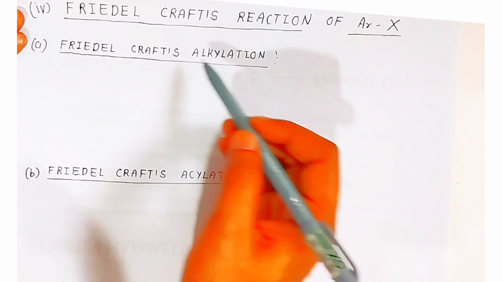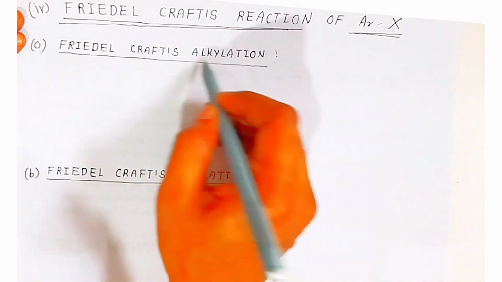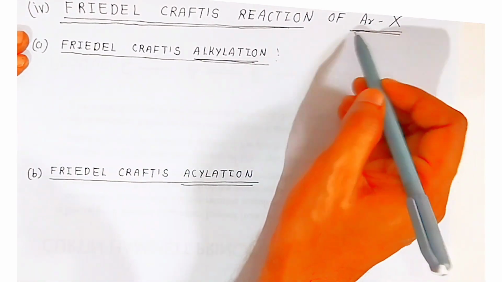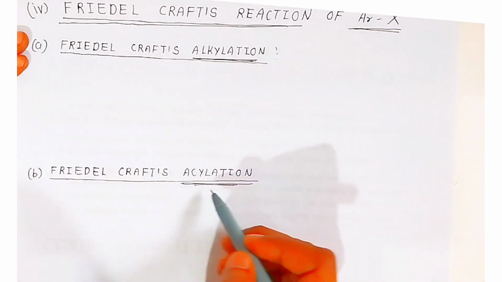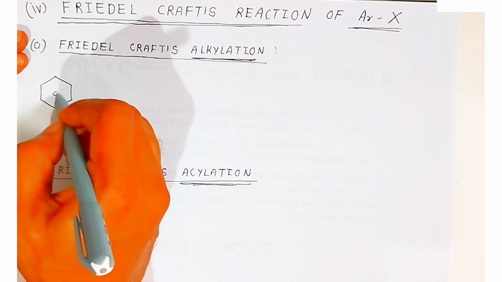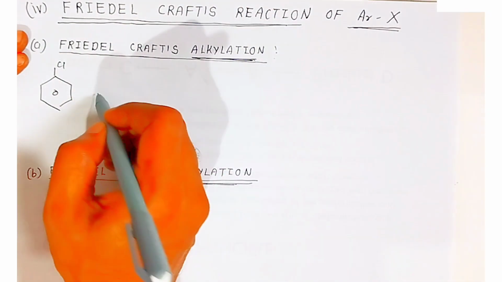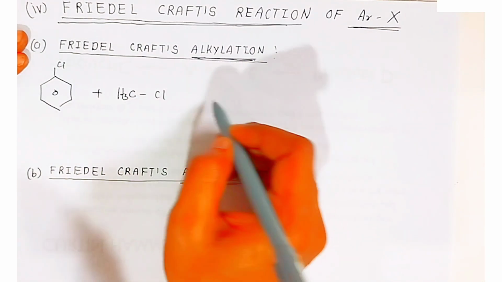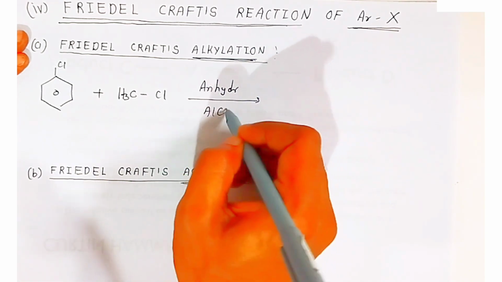The fourth reaction of aryl halide is called the Friedel-Crafts reaction of aryl halide. Now in Friedel-Crafts reactions, you have alkylation and you are adding an acyl group. If you are adding an alkyl group to this aryl halide, we call it alkylation. If you are adding an acyl group to aryl halide, we call it acylation. Say for example, suppose you have chlorobenzene. If you are going to add alkylation, you have to add the alkyl halide CH3Cl. This reaction always takes place in presence of anhydrous aluminum trichloride.